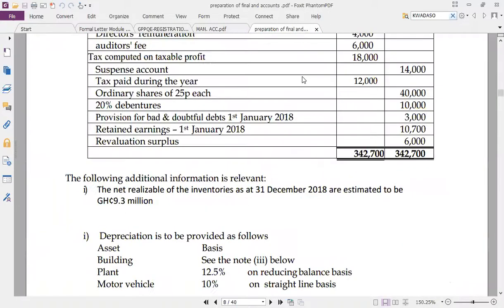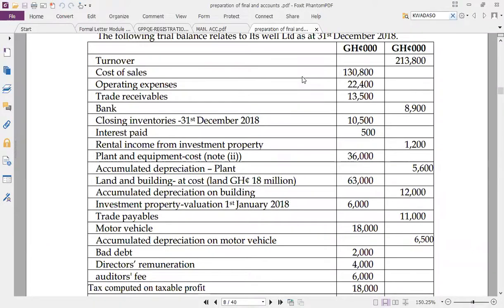So let's go to the trial balance to pick the cost of the land and building. Land and building at cost: land is 18 million, and the remaining part is there. Since we are not going to calculate any depreciation, we pick the entire amount, which is 63,000. So the cost of the land and building is 63,000. Then the accumulated depreciation on building alone is 12,000.